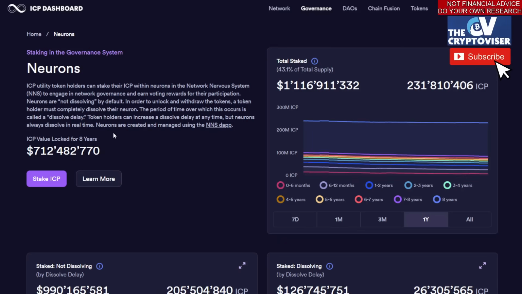Because you see other ecosystems, they're doing the opposite. People are just extracting value from the ecosystem, not keeping the value locked in. Big difference.